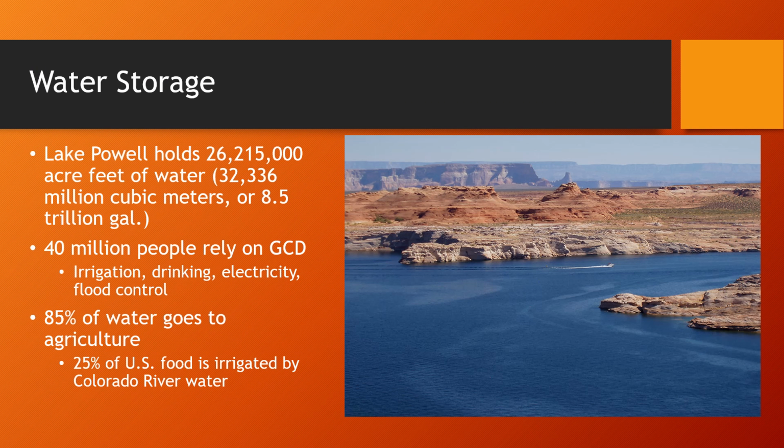Lake Powell is used as a water reserve that provides water to 7 states in the southwestern part of the United States. Lake Powell plays a crucial role for these states, especially during drought seasons. It can hold 26,215,000 acre-feet of water at full capacity, which is about 8.5 trillion gallons. About 40 million people rely on this water for crops, drinking water, and flood control for those below the dam.